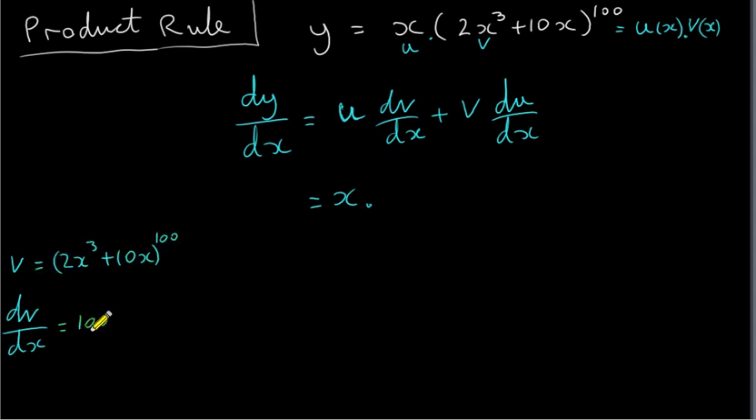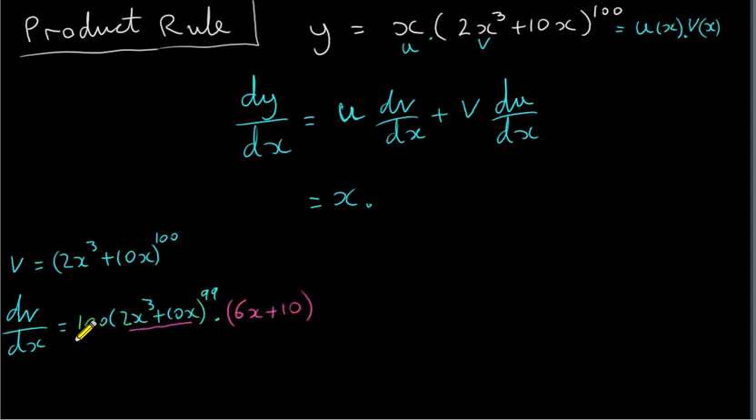We bring 100 down and subtract 1 from 100, which is 99. So differentiate around the brackets, you could think of it like that. And then multiply all of this by the derivative of what's inside the bracket. So we have to differentiate what's inside the bracket with respect to x. So if we differentiate 2x cubed plus 10x, we get 6x plus 10.